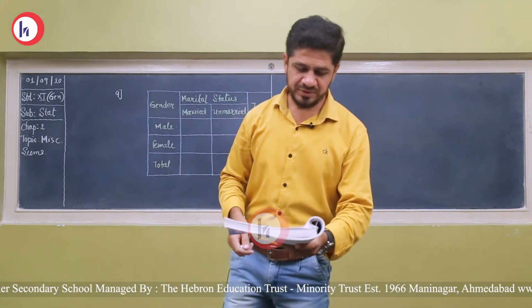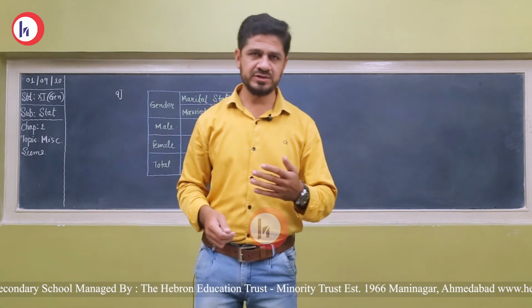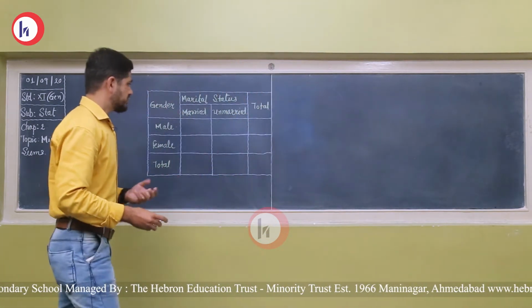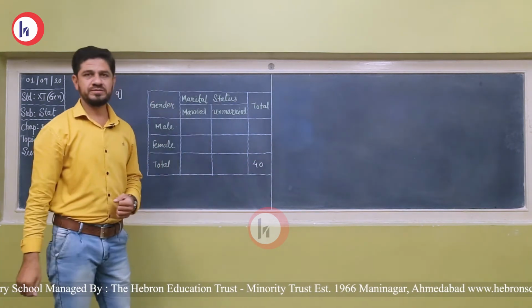So out of 40 persons working in an office, there are a total of 40 persons working in the office. So we record this value in the last column.